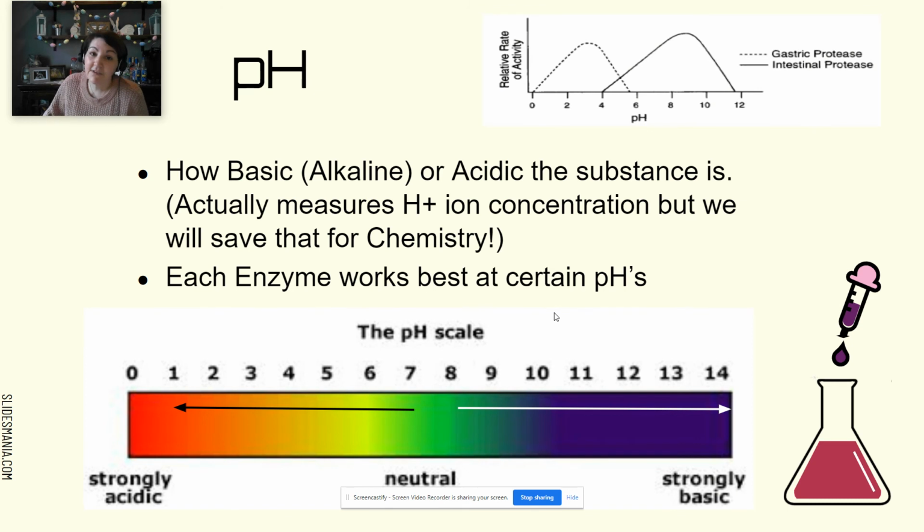The next thing that affects enzymes is the pH. So pH is so important to an enzyme because it can change its shape and cause it to not be able to do its job. So pH, each enzyme works better or best at its own specific pH, whether that's an acidic pH below a 7 or a basic pH above a 7, pH will affect how an enzyme works.